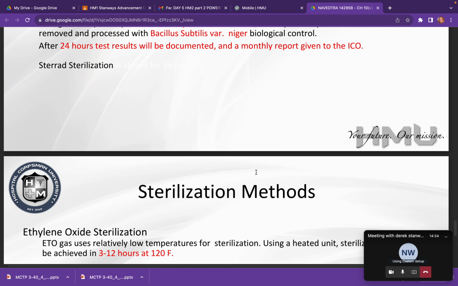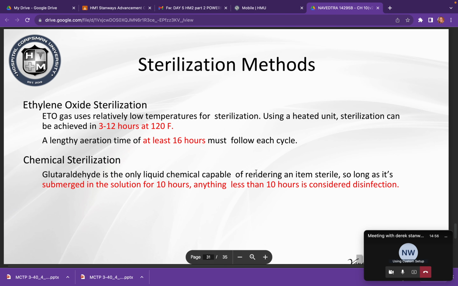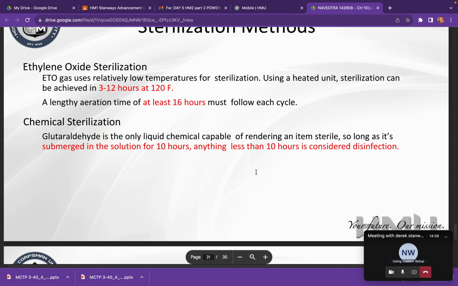Third floor. Yes. Ethylene oxide sterilization. ETO gas, usually relatively low temperatures for sterilization. Using a heated unit, sterilization can be achieved in 3 to 12 hours at 120 degrees Fahrenheit. A lengthy aeration time of at least 16 hours must follow each cycle. Put a star next to the 16 hours of aeration time.